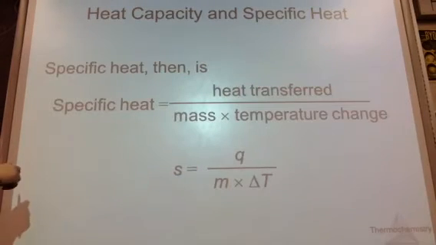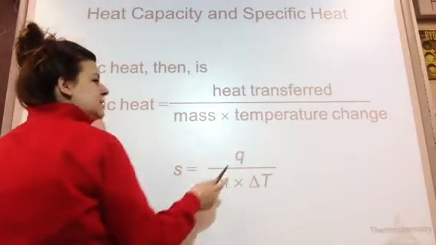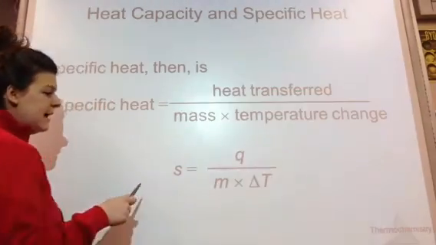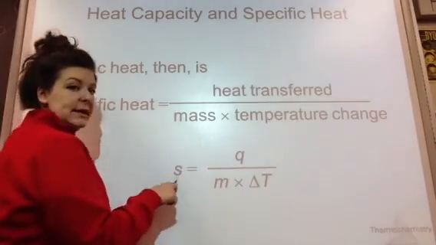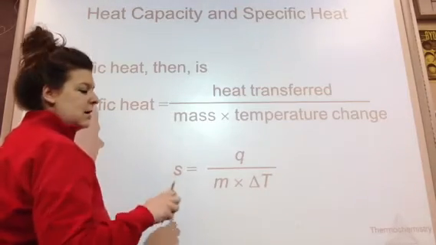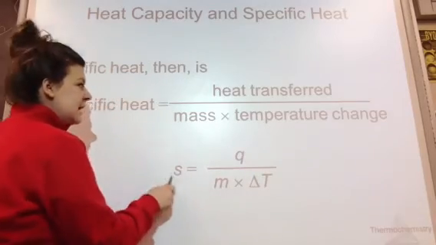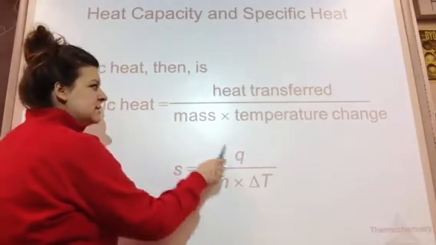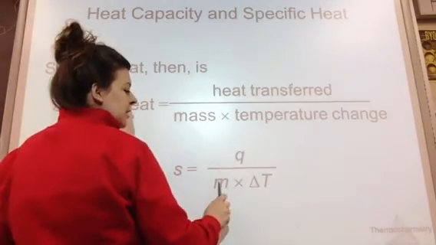We can calculate specific heat, or we have calculated specific heat in the past. Specific heat is equal to the heat transferred over mass times temperature change. I do not want you to call this S. I think it's commonplace to call it S, but I prefer you call this C. So in your notes, change this S to a C. C equals Q over M times delta T. C standing for specific heat, Q standing for heat, M standing for mass, and delta T for temperature change. So C equals Q over M times delta T.